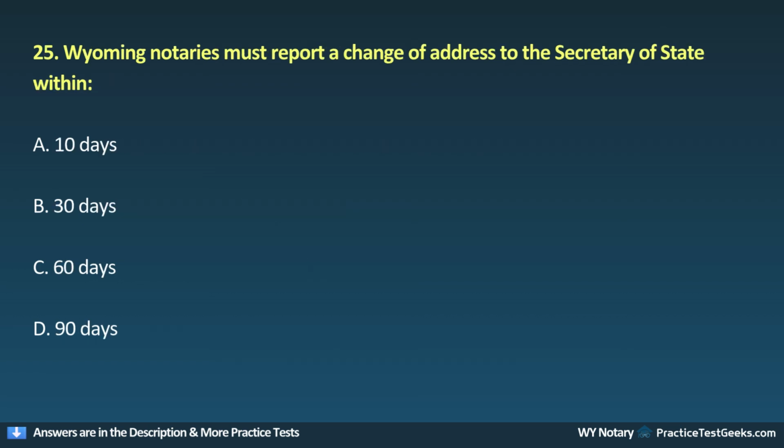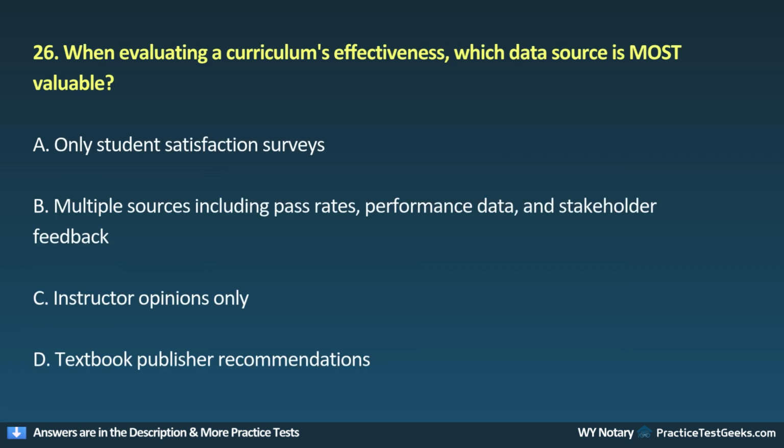25. Wyoming notaries must report a change of address to the Secretary of State within A. 15 days. B. 30 days. C. 60 days. D. 90 days. 26. When evaluating a curriculum's effectiveness, which data source is most valuable?